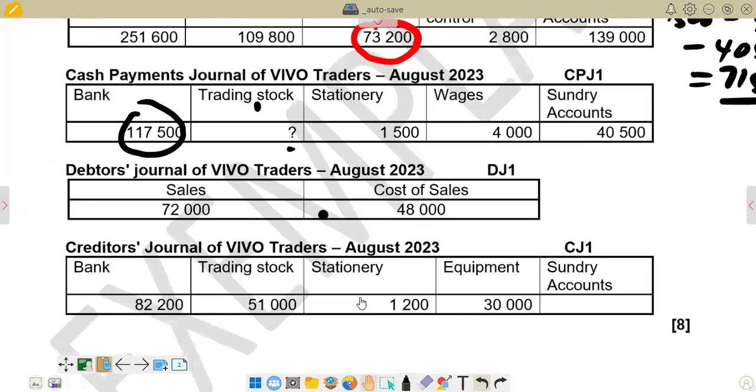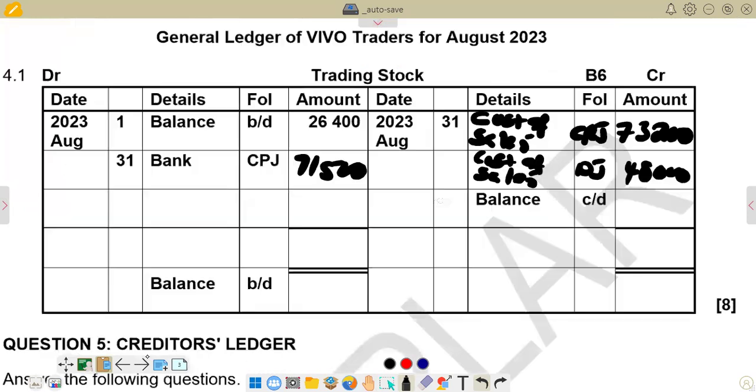So we come here, and you see that we are given the creditors journal. We've got 82,200 as the total, but after that we have 51,000 for trading stock, stationery 1,200, equipment 8,000. So we are only concerned about our trading stock. This is the figure that we are going to be concerned with. So now we're going to enter this one. Remember, here it's creditors, which means we are buying, which means we are receiving this trading stock. So we go to debit the trading stock account.